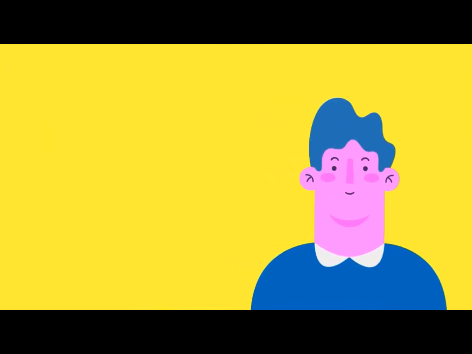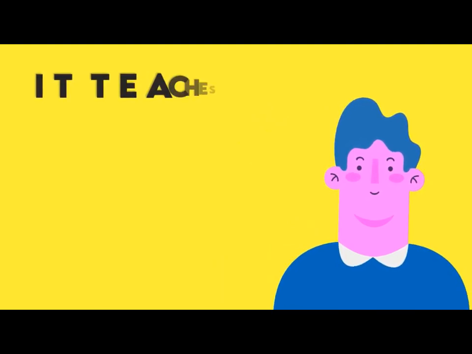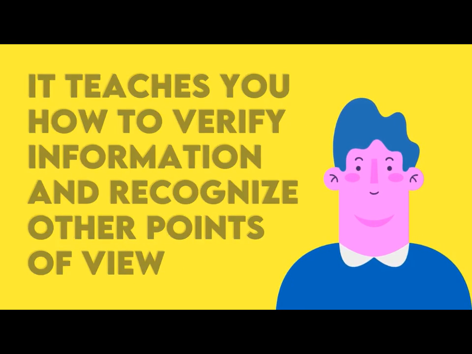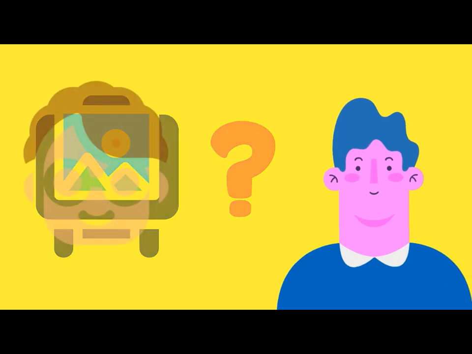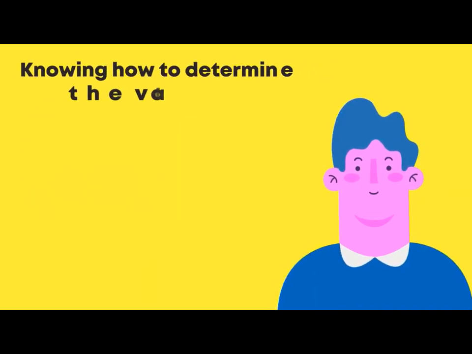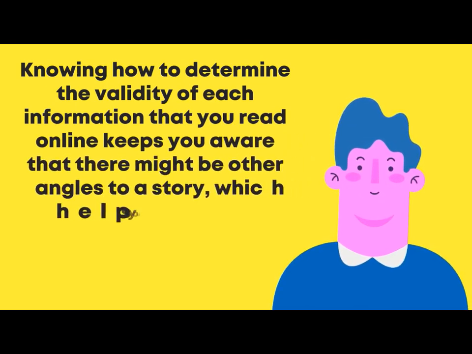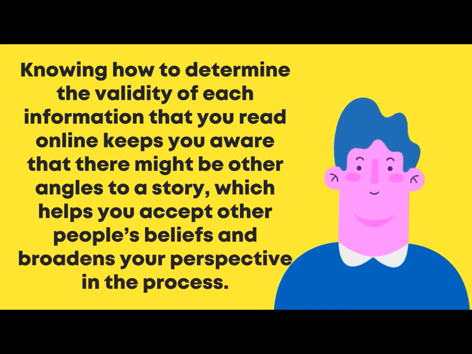Here are some reasons why media and information literacy matters. It teaches you how to verify information and recognize other points of view. Media literacy teaches you how to discern the credibility of information. Is this photo telling you the truth? Did this person really mean what the article said, or were the person's words taken out of proportion? Knowing how to determine the validity of each information that you read online keeps you aware that there might be other angles to a story, which helps you accept other people's beliefs and broaden your perspective in the process.